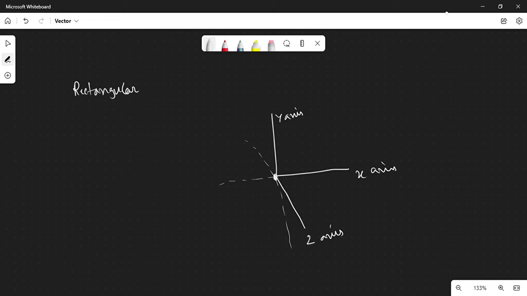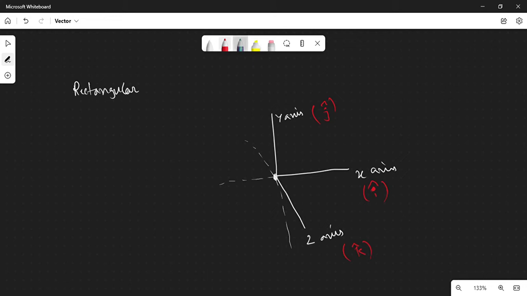The x-axis is determined with i cap, that is the unit vector for the x-axis, the unit vector for the y-axis is j, and the unit vector for the z-axis is k. So that is how the rectangular unit vector system works.